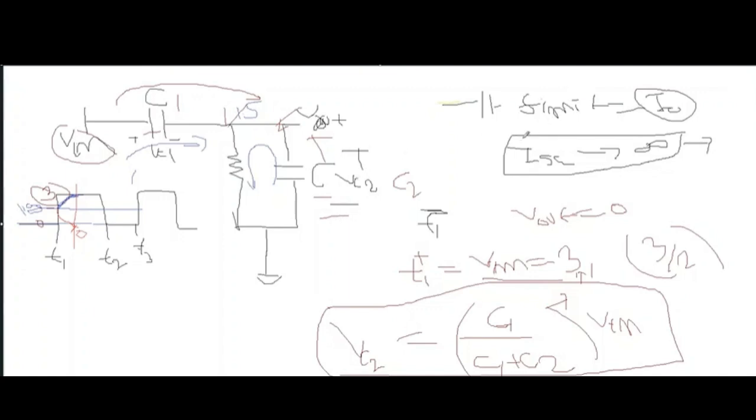Because of the output, V out equals V in minus VC1. If VC1 increases and V in is constant, then V out should decrease, as we discussed in the first video. So here what happened, again the input instantaneously becomes 0. So this is already charged.